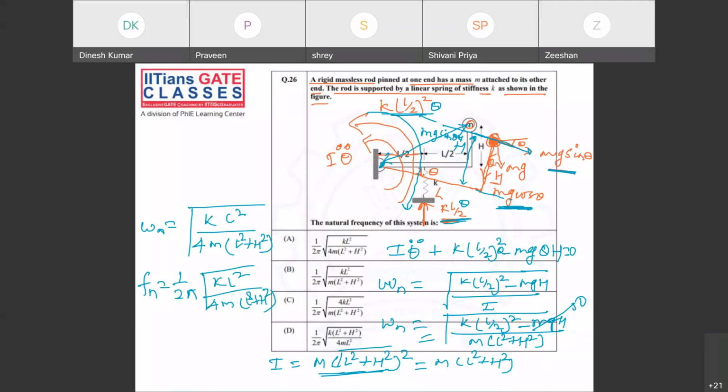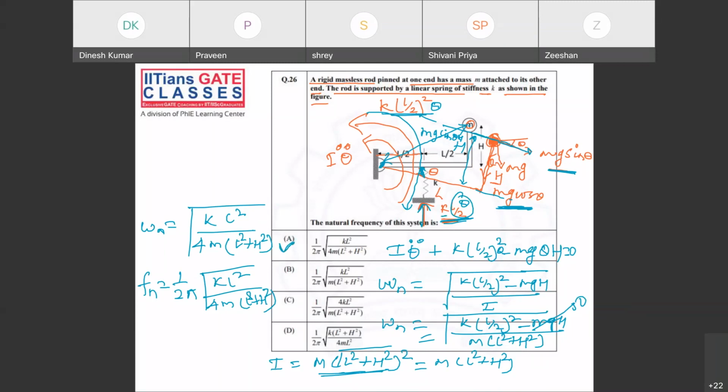Now here one more thing. How has this spring force come? You can see what this deflection will be. It will be L by 2 into theta. So L by 2 into theta into K is my spring force. Okay. So what is the correct answer among these options, guys? A is the correct answer.